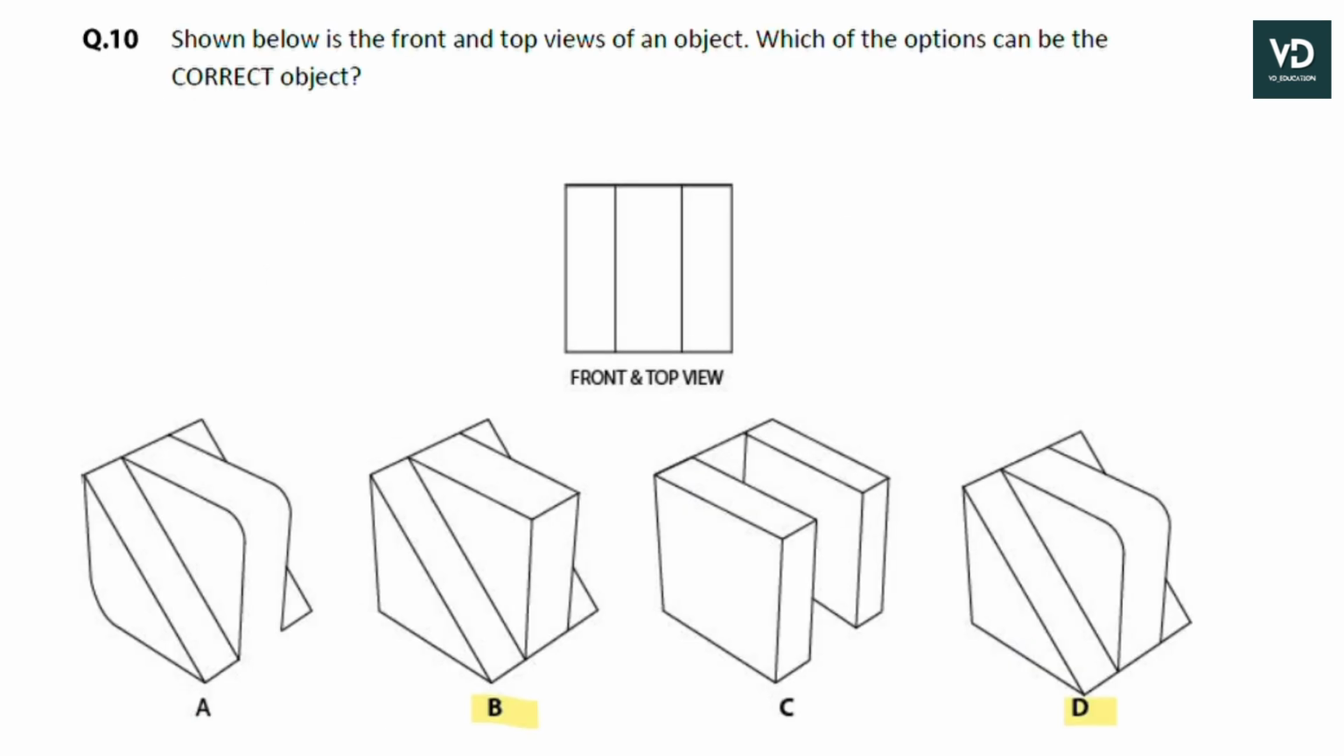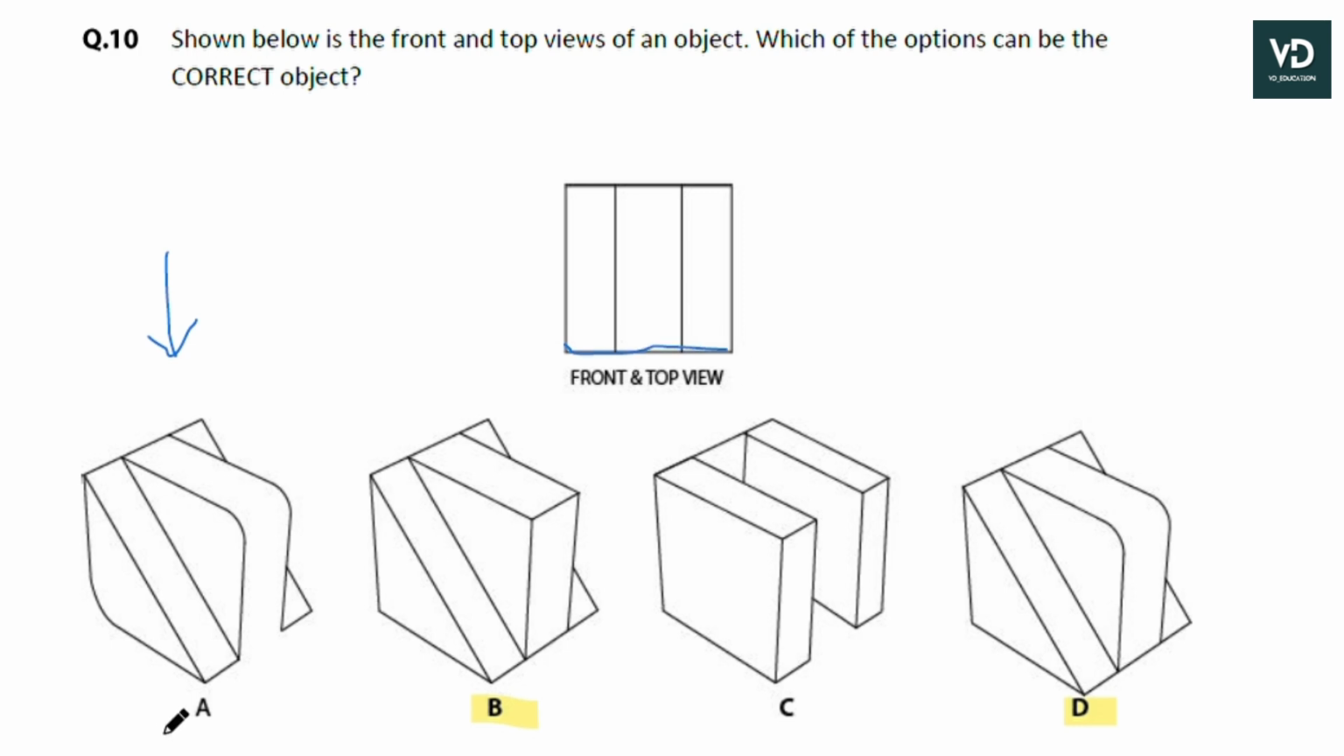Next, 10th question: shown below is the front and the top view of an object. Which of the options can be correct? In this type of question, we need to eliminate the incorrect options. So here we can see there are 3 rectangles. If we see from the top view, there need to be edges here, 1, 2 and 3 edges.